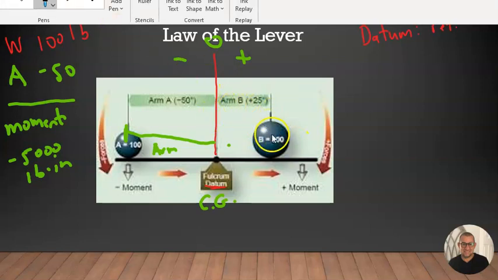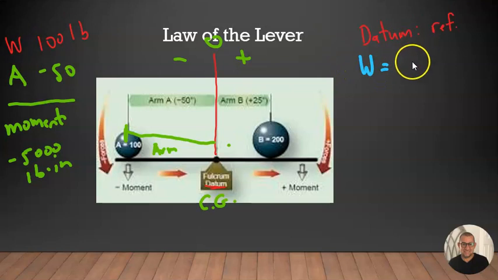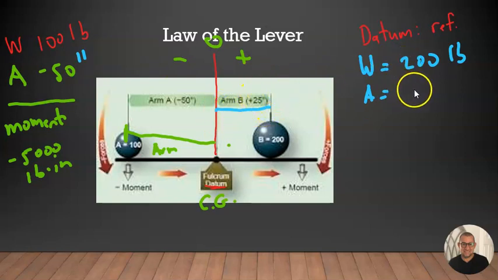All right, so now if we go to the right side, we have another weight, this ball, it has a weight of 200 pounds. Its arm, or distance from the datum, here's the datum, from here to here, is plus 25 inches, positive, because remember to the right is positive, in this case right of the datum. 200 times 25, we're going to get positive 5,000.